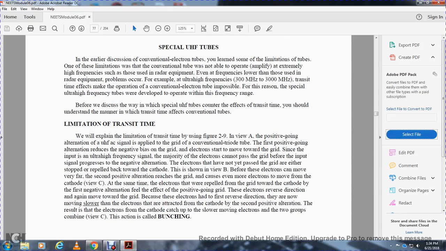Before we discuss the way in which the special tube accounts for the transit time, you should understand the manner in which transit time affects the conventional tubes.